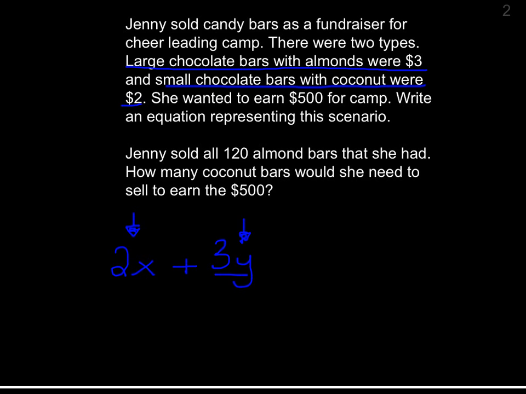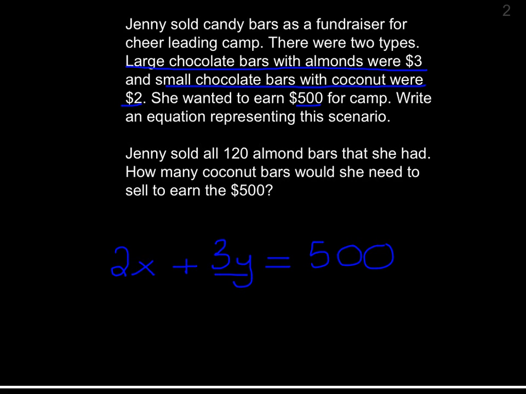Now it says here that she wants to earn $500 for camp. So if I say 2 times my number of coconut bars plus 3 times my number of almond bars, and we want that to equal the $500 she earns, there's our equation. This equation is written in standard form, and you do have a few like this, I believe. If there's something where you have two different kinds of things, like children's tickets and adult tickets, then you're going to be writing an equation like this.